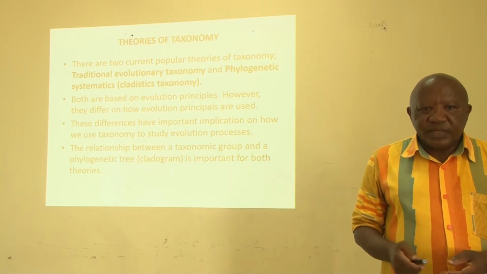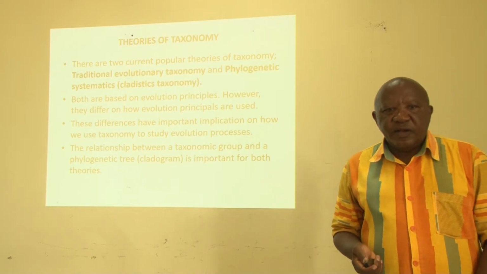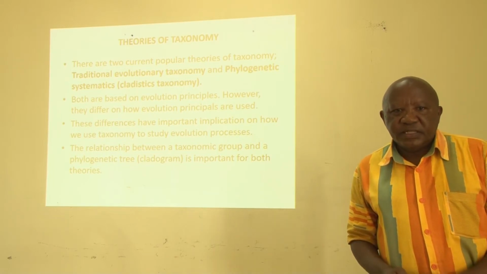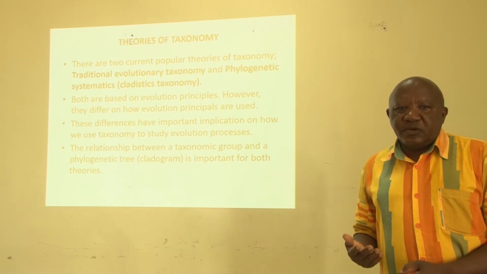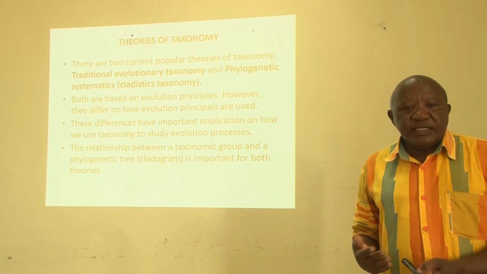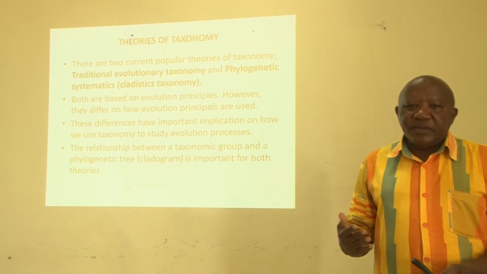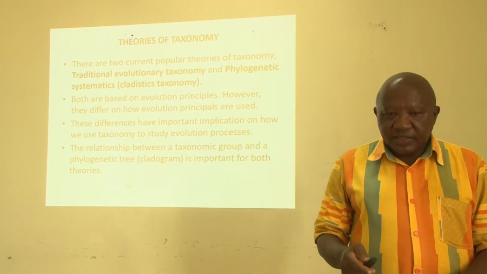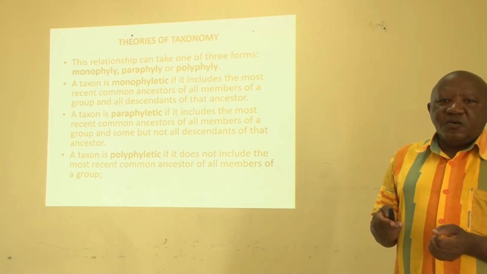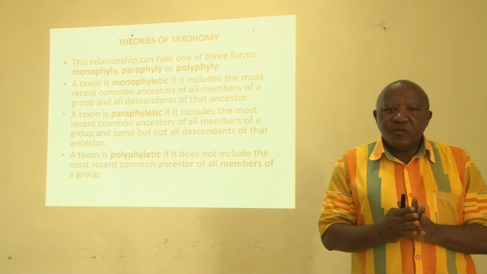called cladistic taxonomy. Both are based on evolutionary principles. However, they differ on how evolutionary principles are used. The differences have important implications on how we use taxonomy to study evolutionary processes. The relationship between a taxonomic group and a phylogenetic tree, or cladogram, is important for both theories. This relationship can take one of three forms. It can be monophyly, paraphyly, or polyphyly.